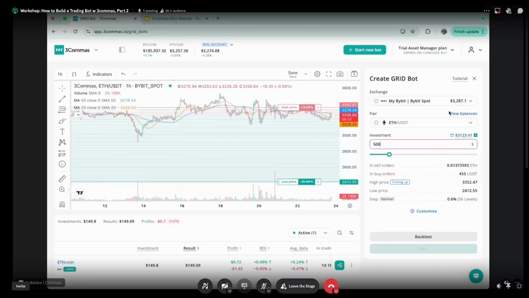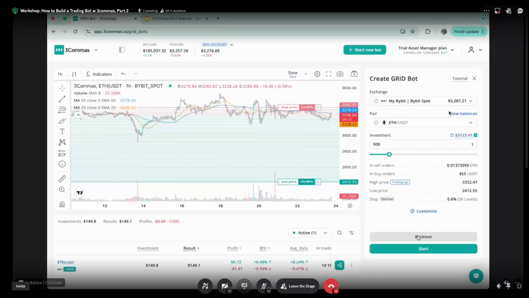I can put simply, I don't know, something like 500. It will recalculate and show me that we have this amount of money in buy orders and this amount in sell orders. You can calculate it yourself, but even from the grid levels, you can see that when all orders are filled, you will have much more equity in ETH that will stay with you, and you will stay in the market.